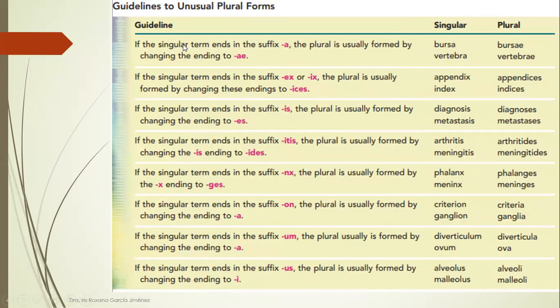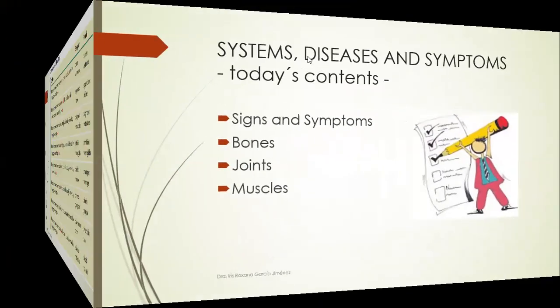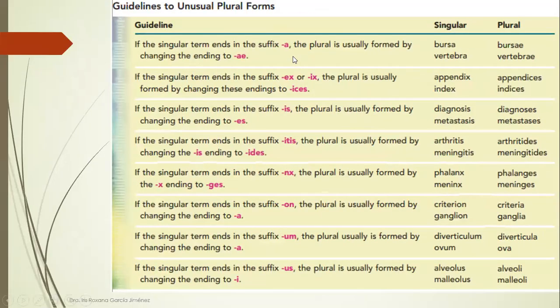For example, if the singular term ends in the suffix a, for example, bursa, the plural is usually formed by changing the ending to ae, bursae. The pronunciation is the same, but the way to write it down changes. You can see the different way of writing. Vertebra, vertebrae. The same meaning, the same pronunciation, different writing in singular and plural. Take this into account, because I take it into account while checking homework.